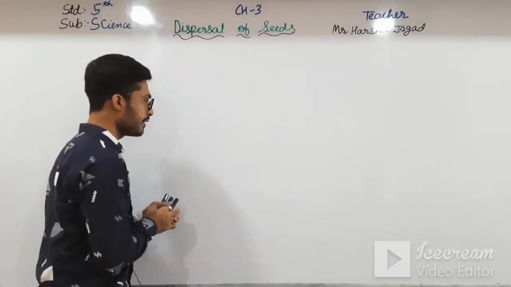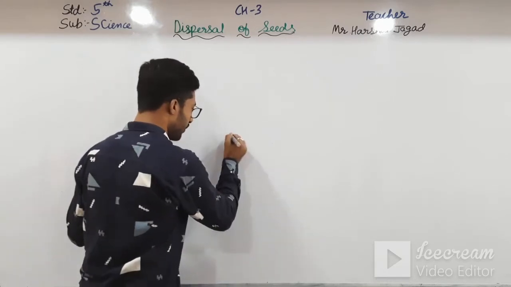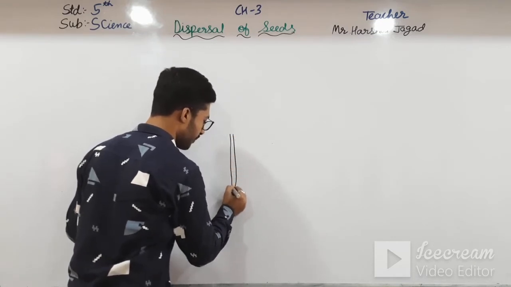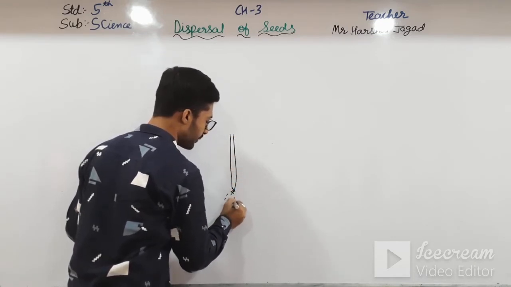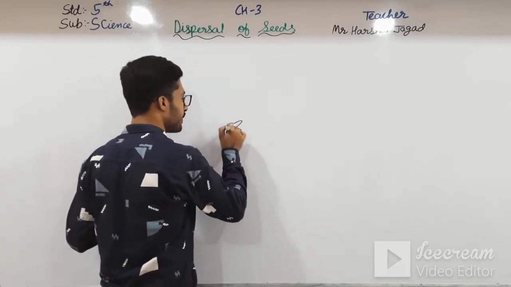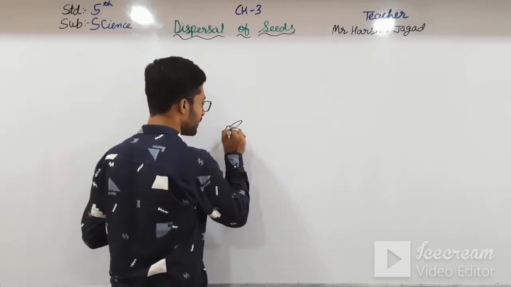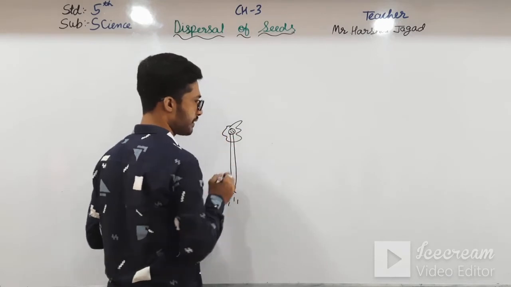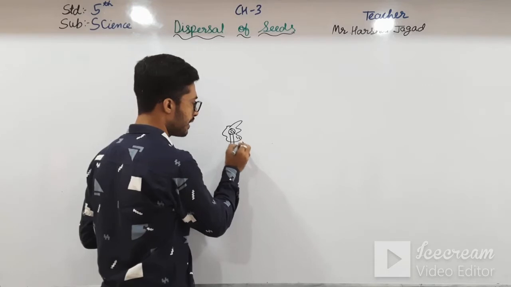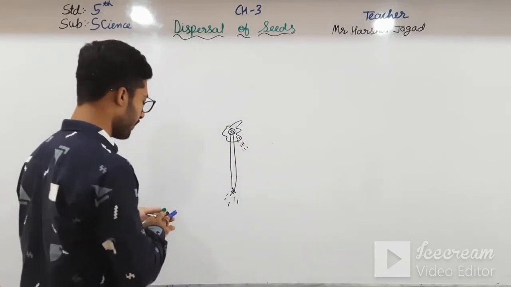Here I am drawing a plant. In the previous video I also drew that plant. Students, see here, this is our plant and here are some of its roots. Then this is its flower, and after this the seeds are to be dispersed. What will happen when they fall down from the flower?